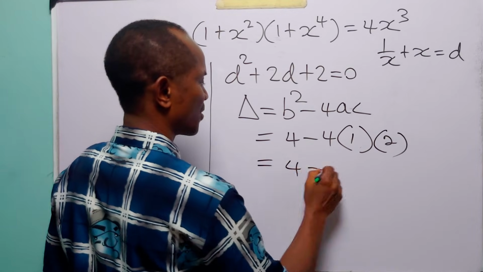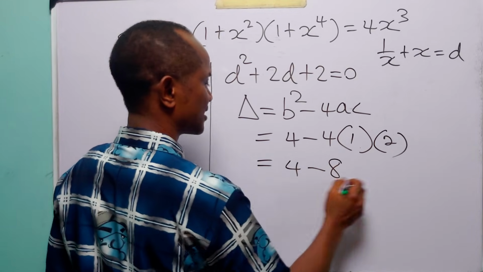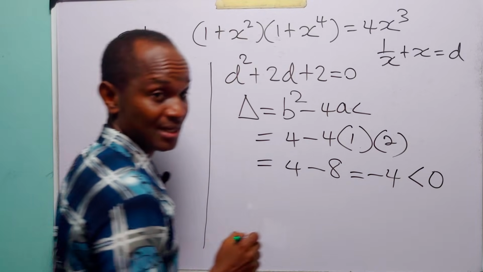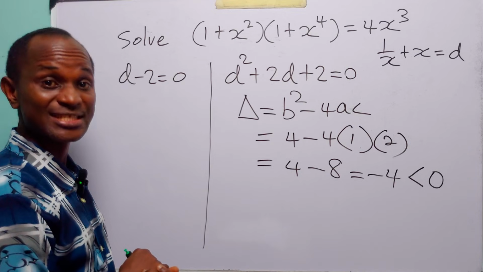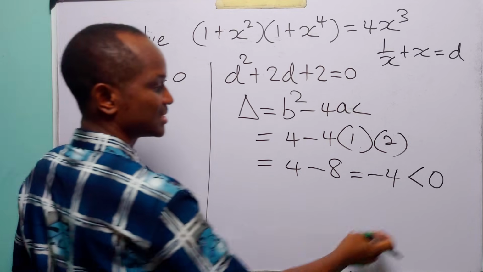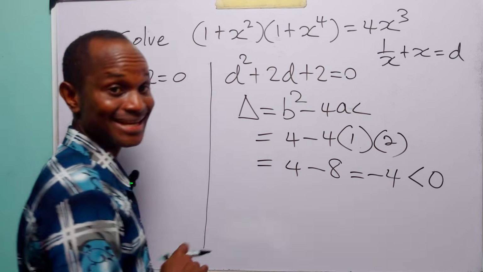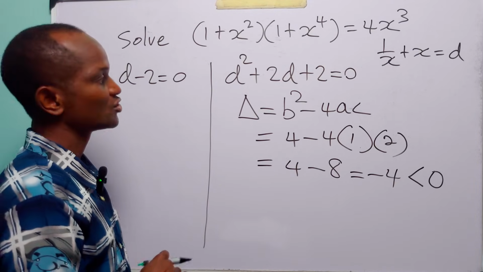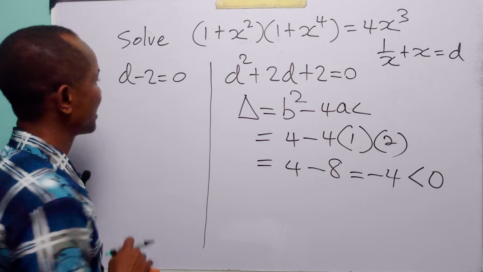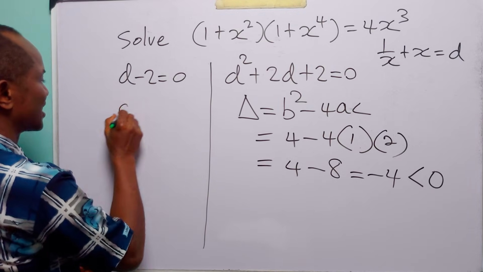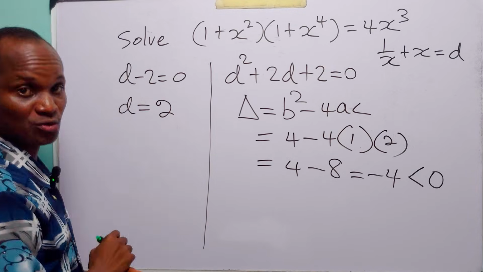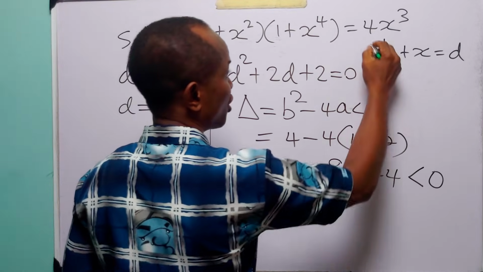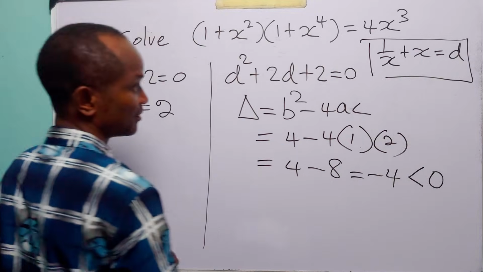This is equal to 4 minus 4 times 2 is 8, which is equal to minus 4, which of course is less than 0. And of course, you know that when the discriminant of a quadratic equation is less than 0 or negative, then that quadratic equation does not have real roots. So the only real values of d that we have is from this equation, where we have that d is equal to 2. So to find the real values of x that satisfy this equation, all we have to do is to solve this equation.